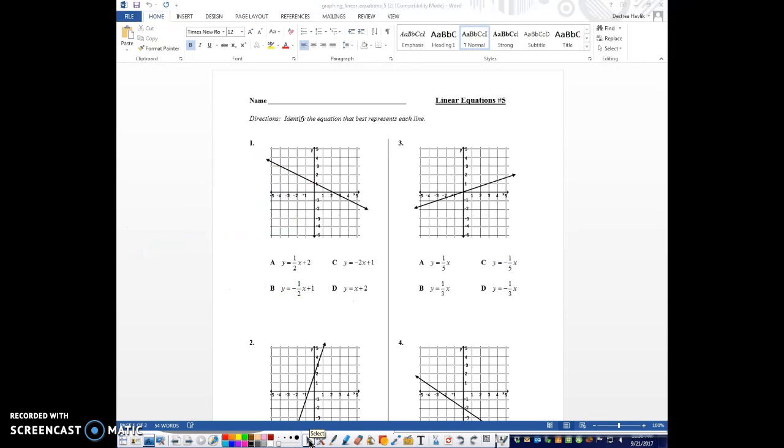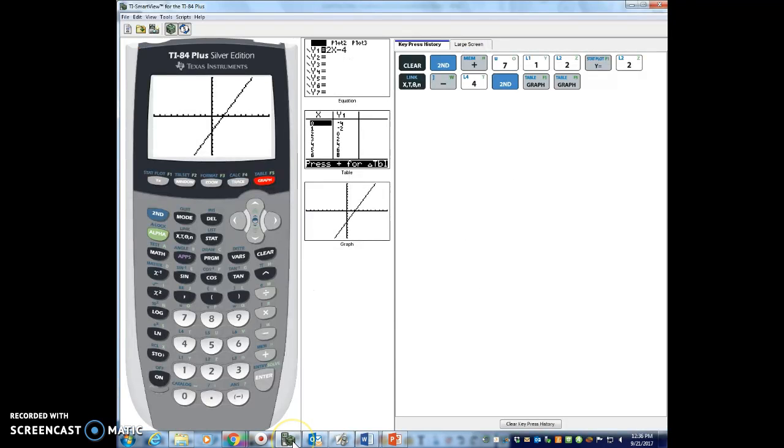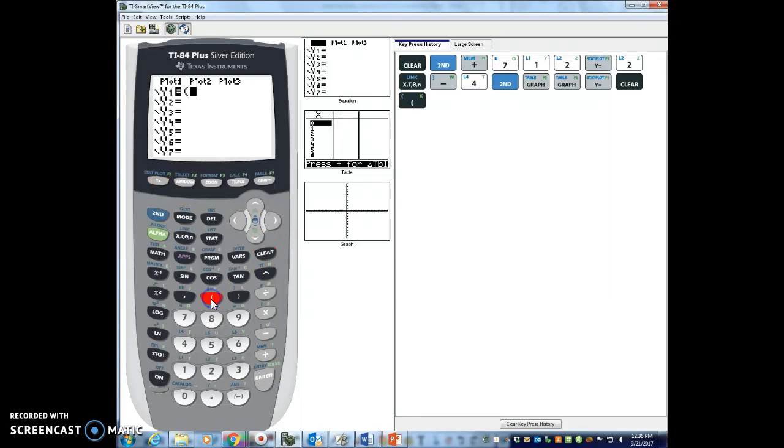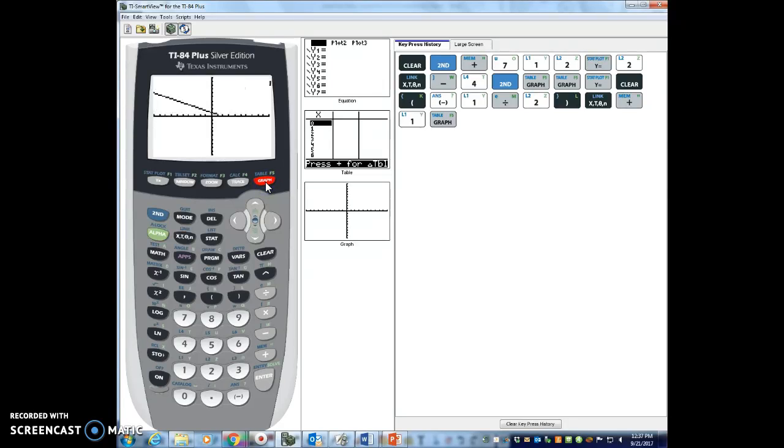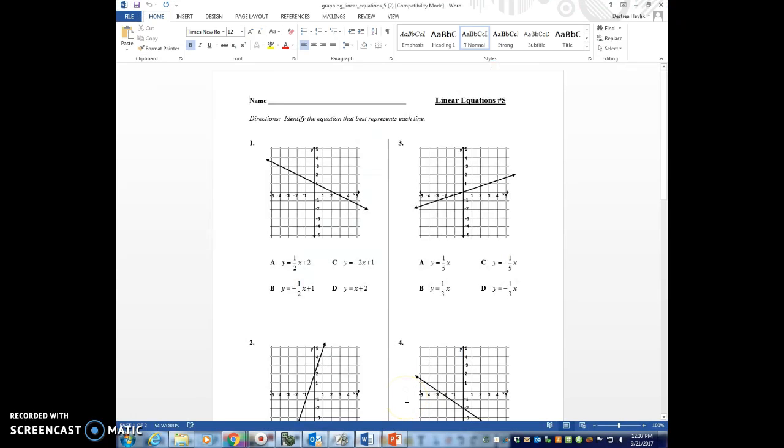Let's go back and check on our calculator. So y equals, parentheses, negative 1 divided by 2, parentheses, x plus 1. Graph. Does that one match the picture we were given? Yes, it does. Okay, so that would be your answer.